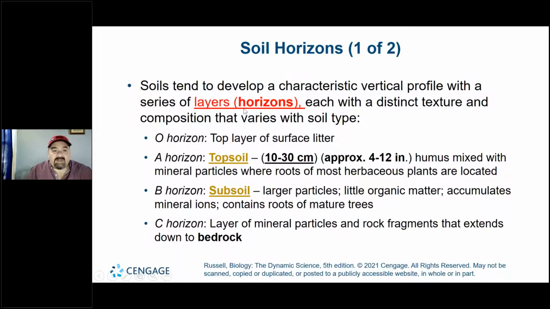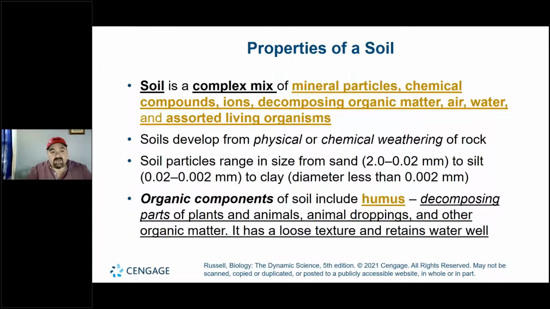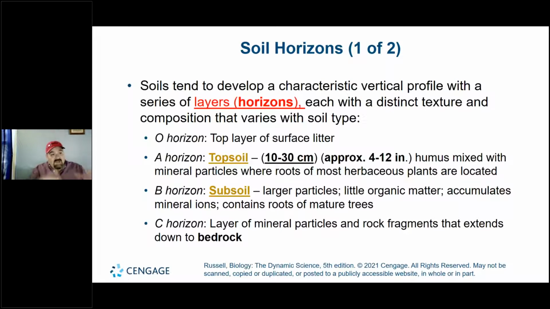So when we say soil horizons, we're talking about layers of soil, okay? So you'll see here the top layer, a surface layer of the soil, the O horizon. The A horizon would be the topsoil. I think it's easier for many of us to think in terms of inches, but if centimeters help you, 4 to 12 inches would be considered the topsoil. And that would make sense at that top layer, right? That humus is mixed in with the mineral particles. Recall, we showed you here the decomposing parts of plants and animals, animal droppings, and other organic matter. That's the humus. So that's mixed in with the topsoil, the 4 to 12 inch layer of that very top layer of the soil, okay?